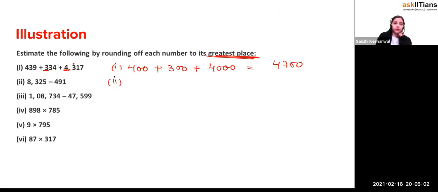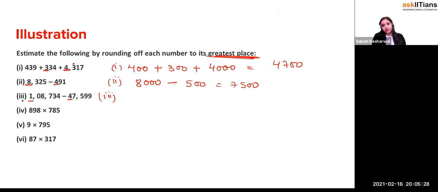Coming to the second part now. It is a 4-digit number. Again, 3 is less than 5, so it will be 8,000 minus 491. Now this is a 3-digit number, so the greatest place will be the hundreds place. 9 is greater than 5, so it will be approximated to 500. So this is equal to 7,500, right?